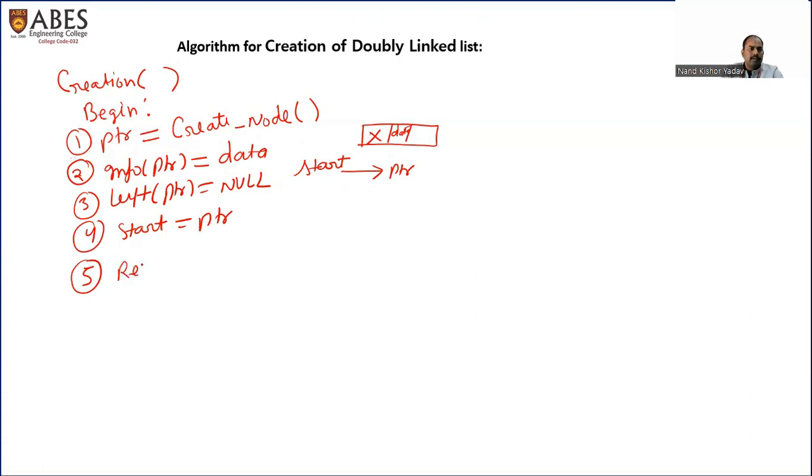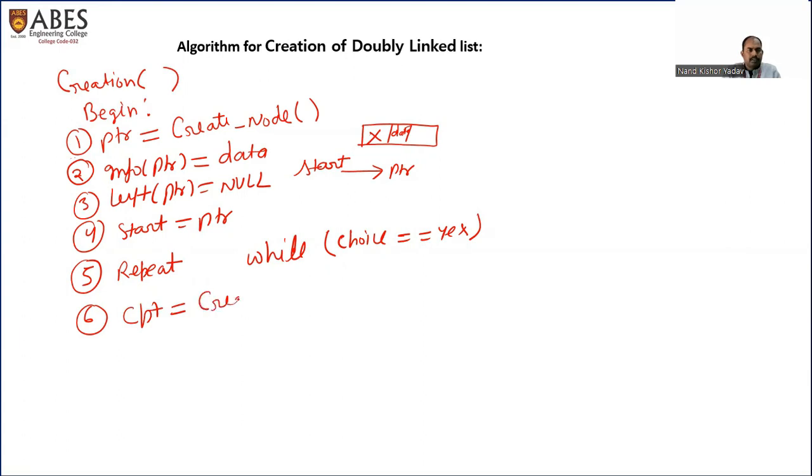So repeat while user choice is equal to yes. Now for the second node, we can take another variable CPT and allocate memory using the create node function, the create node method.